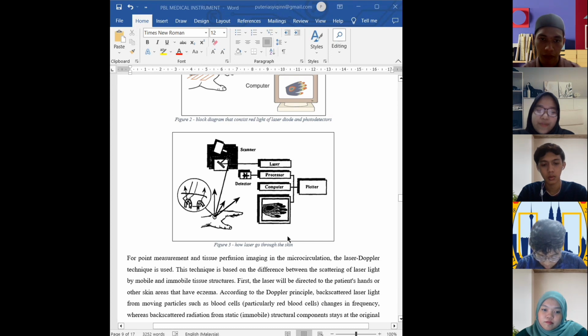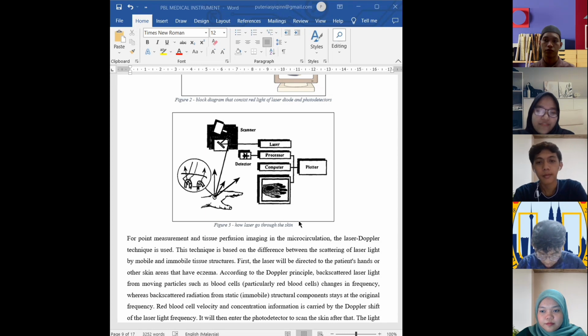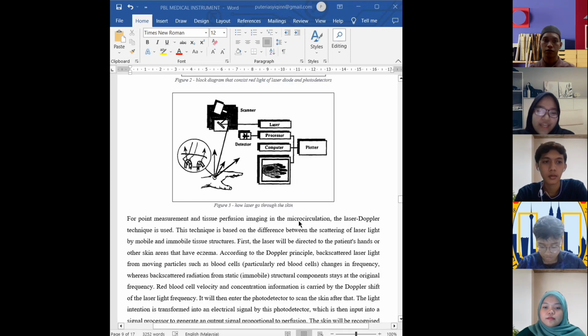According to the Doppler principle, backscattered laser light from moving particles such as blood cells, that is, red blood cells, changes in frequency, whereas backscattered radiation from static structural components stays at the original frequency. Red blood cell velocity and concentration information is carried by the Doppler shift of the laser frequency. It will then enter the photodetector to scan the skin.